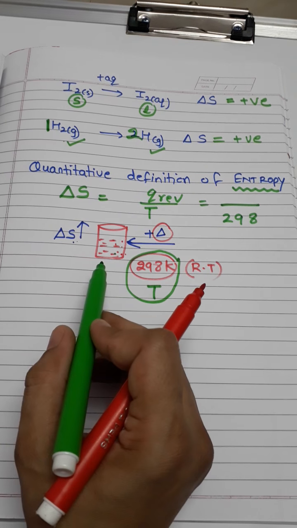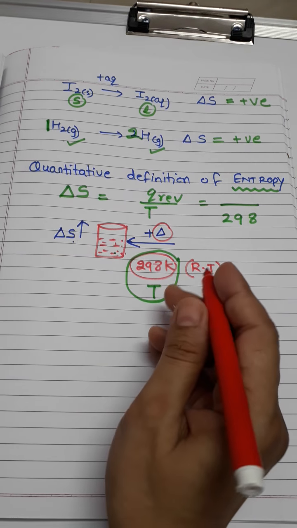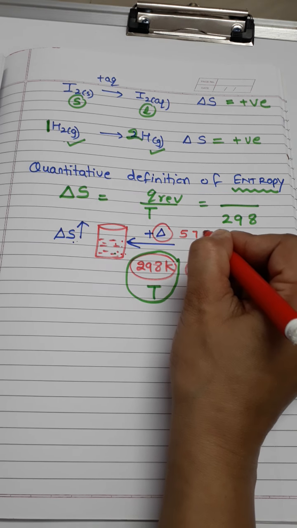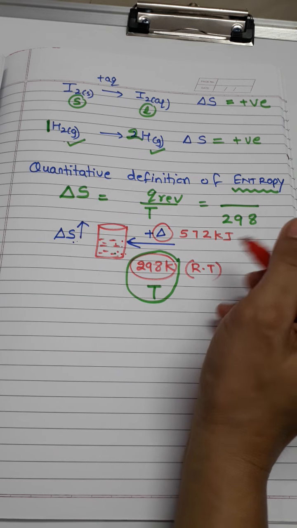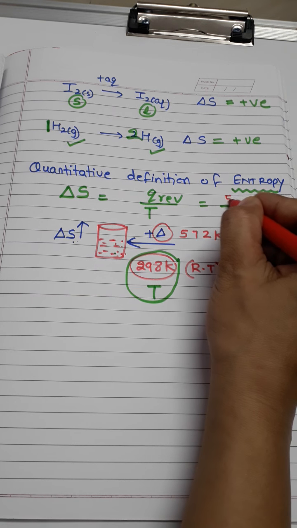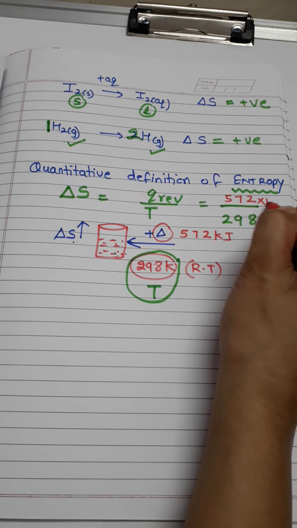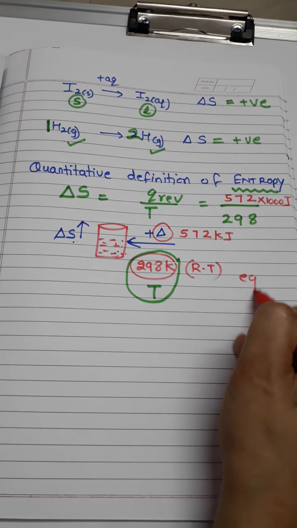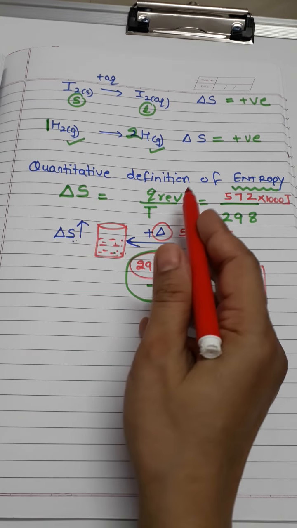Suppose you are providing heat to a particular system, and this heat happens to be 572 kilojoules. You are providing this much amount of heat. So I will write here 572 into 1000, as it is in joules. So for this example we will solve delta S is equal to Q reversible.